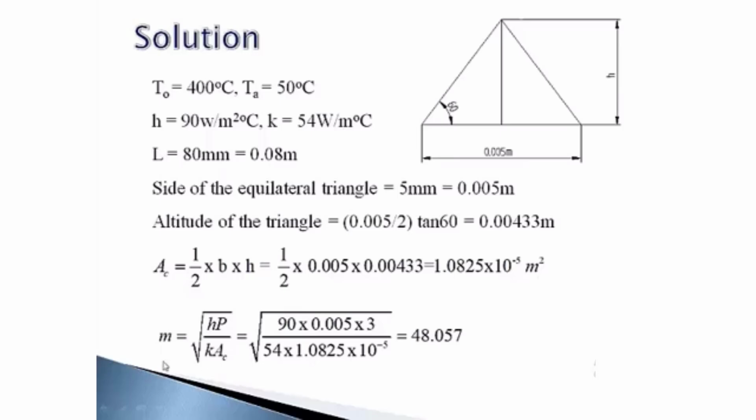Now we can calculate m as root of hP by kAc. h is 90 and the perimeter, it's a triangle shape, so you have to add, and each side is 0.005. 3 times the side is the perimeter, so 0.005 into 3. k, the thermal conductivity, is given as 54. The area of cross section you have calculated, that you can substitute. You will get m as 48.057. So that is the value of m.